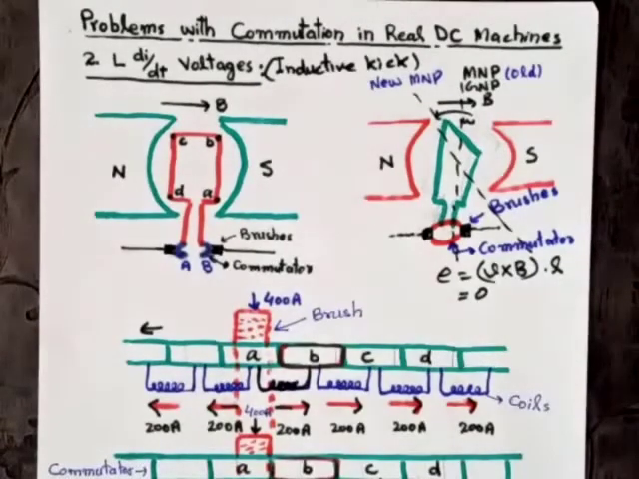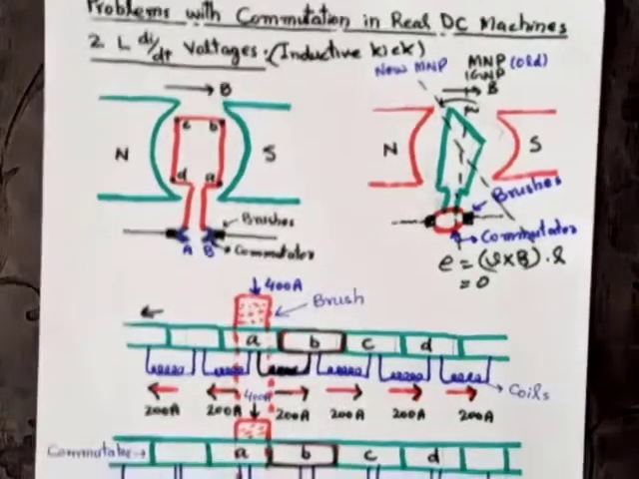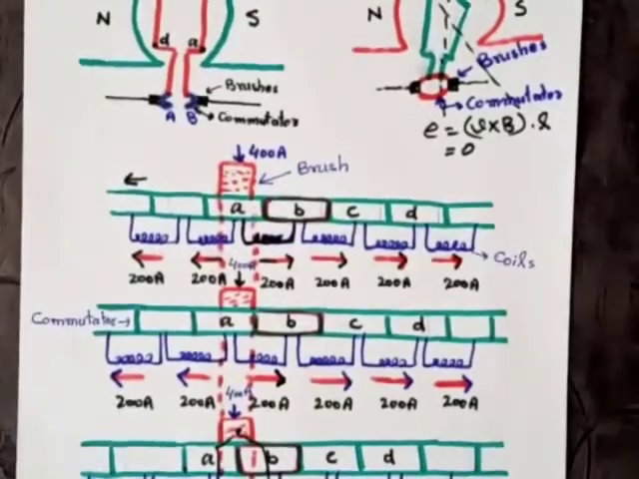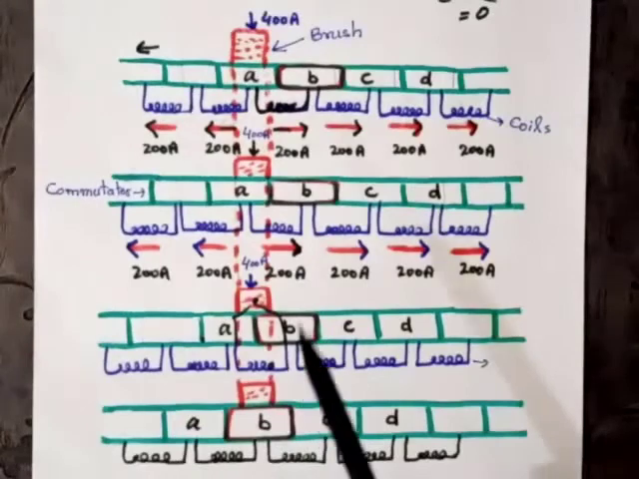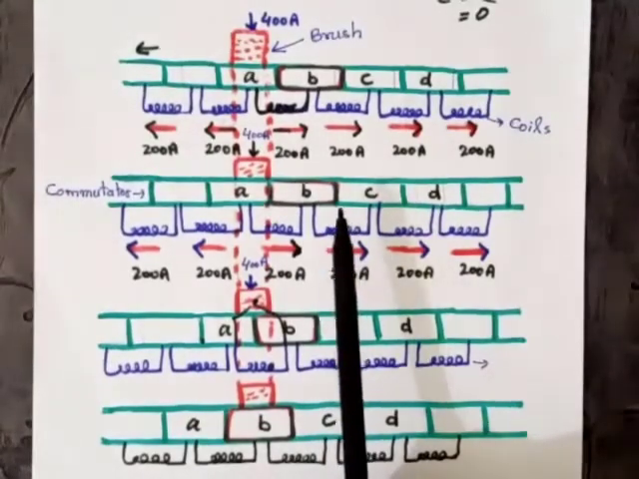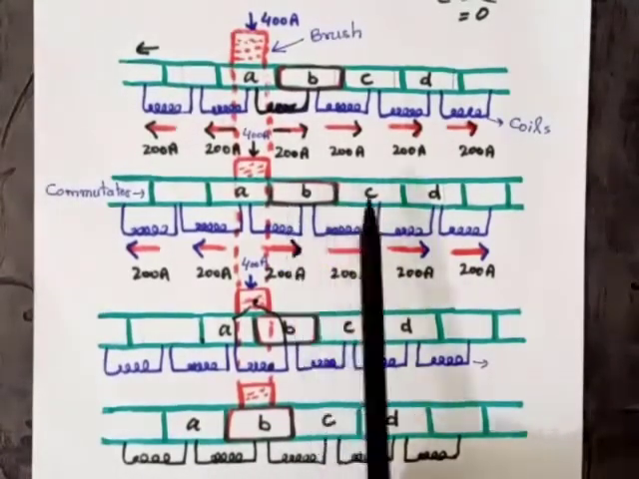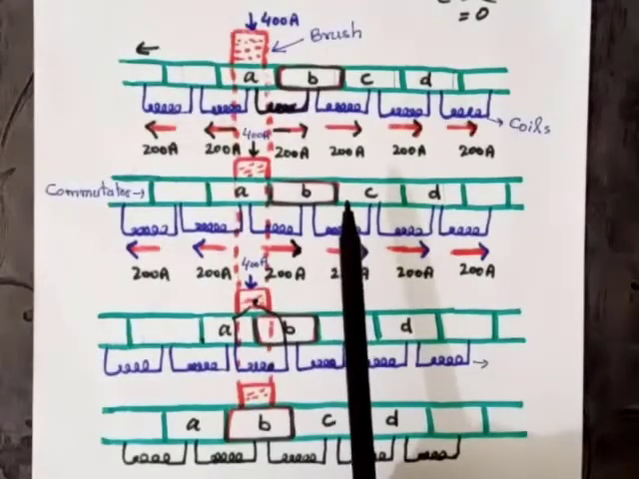Let us go through the process of commutation in a systematic way and find the exact point where the L dI over dt problem exists. So let us go to the diagram which corresponds to the commutation. The diagram is shown here. The diagram is a little complex. I will explain this diagram in a simple way. This is the developed diagram of the commutation.